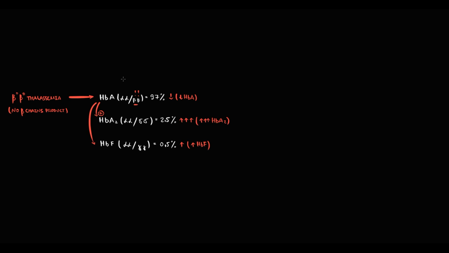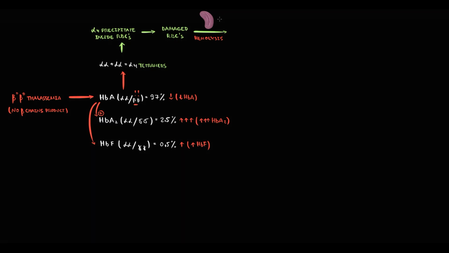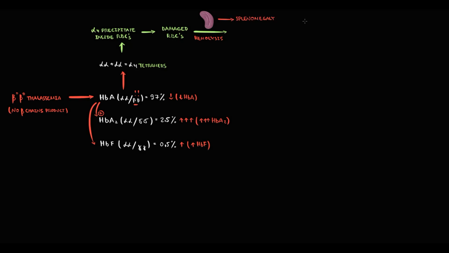Without beta chains, alpha chains in hemoglobin A begin to form alpha chain tetramers. Alpha chain tetramers precipitate inside the red blood cells, which causes severe damage to red blood cells. Such damaged red blood cells are eliminated from the blood by the splenic macrophages. And with increasing amount of damaged red blood cells, the workload on splenic macrophages increases, which causes splenomegaly.